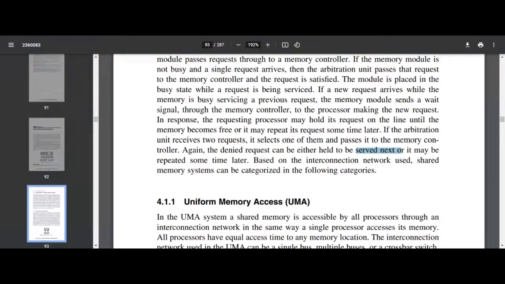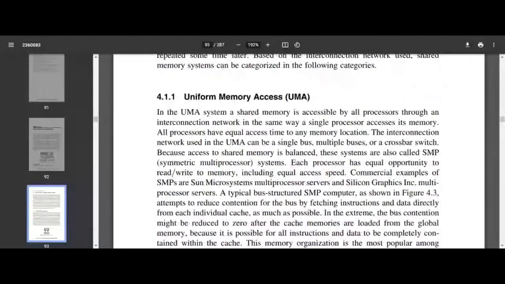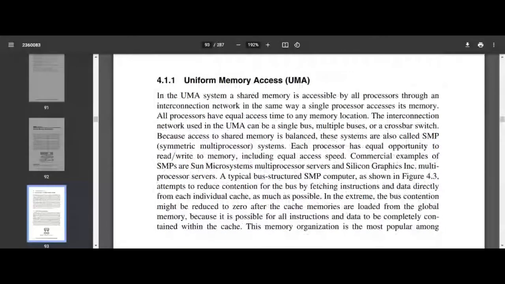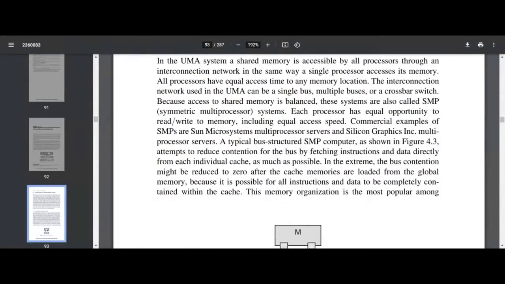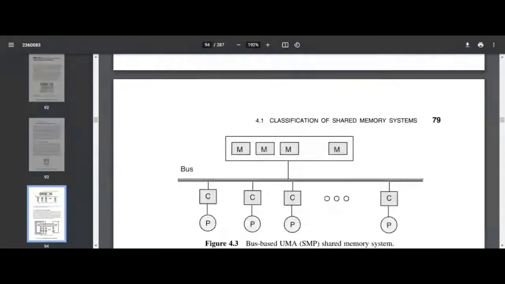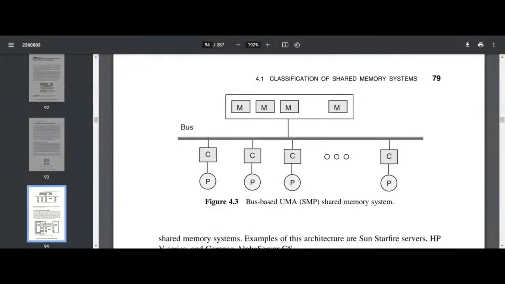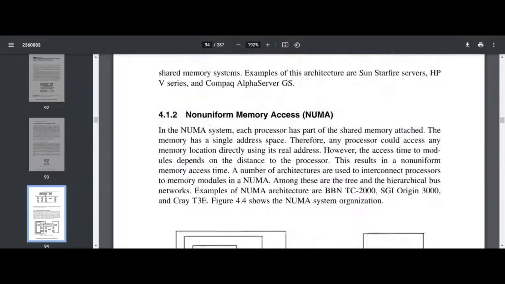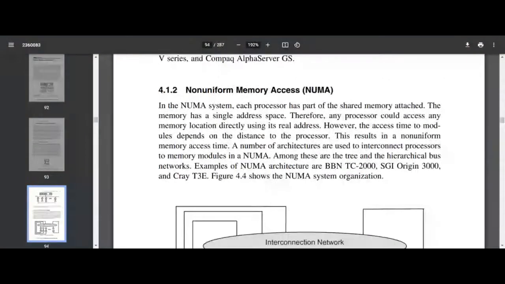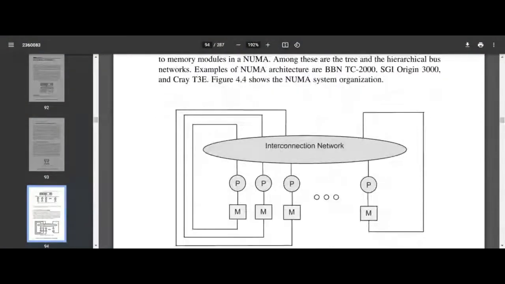Based upon the interconnection network used, shared memory can be categorized as follows. We have earlier discussed uniform memory access, which is called UMA. Then we discussed the SMP architecture based upon the UMA, which is a shared memory system. Then we studied the NUMA, which is non-uniform memory access.